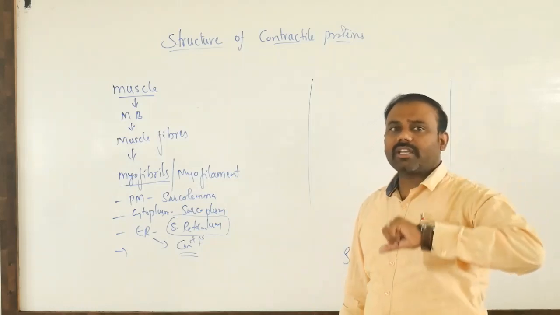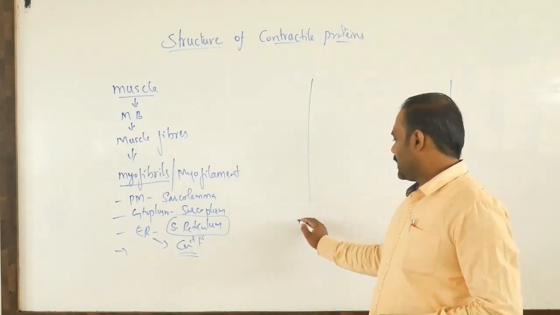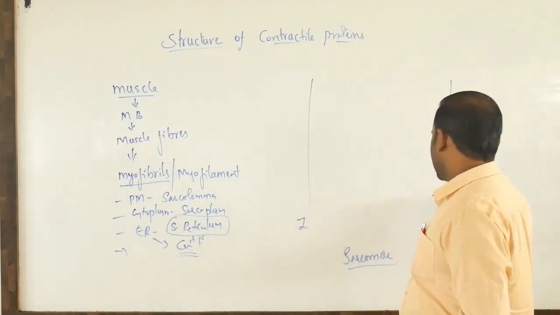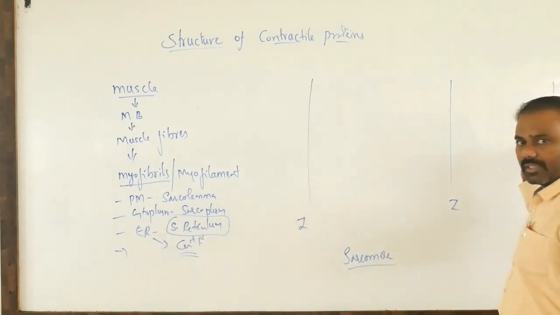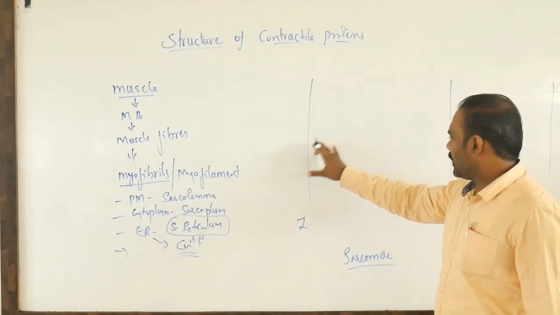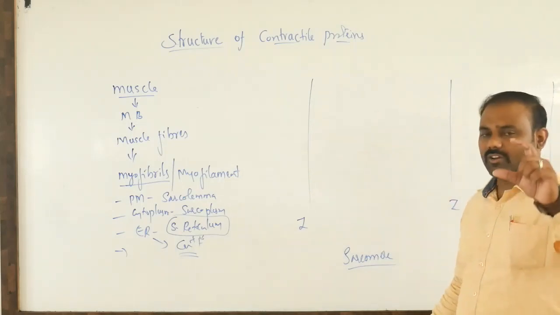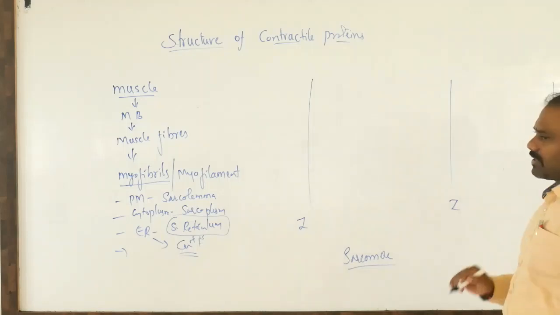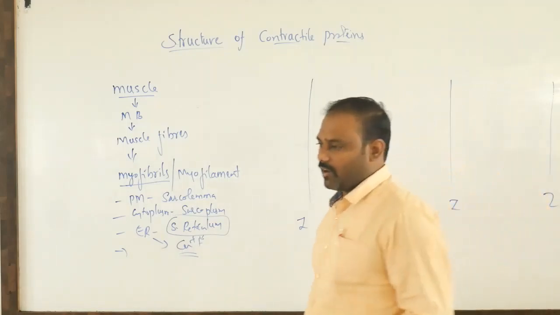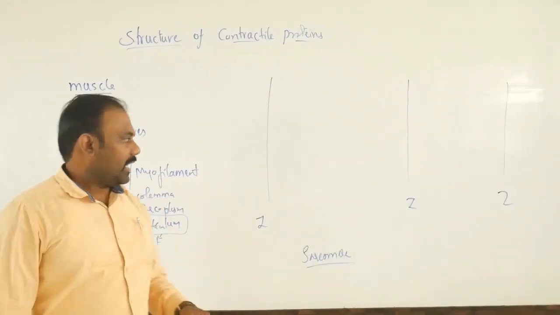That muscle unit starts with the Z line, two Z lines. Remember, likewise we will be having many. Again, from this Z line to this Z line is considered one sarcomere or one muscle unit. Again, from this Z line to one more Z line, that is the second sarcomere or second muscle unit.